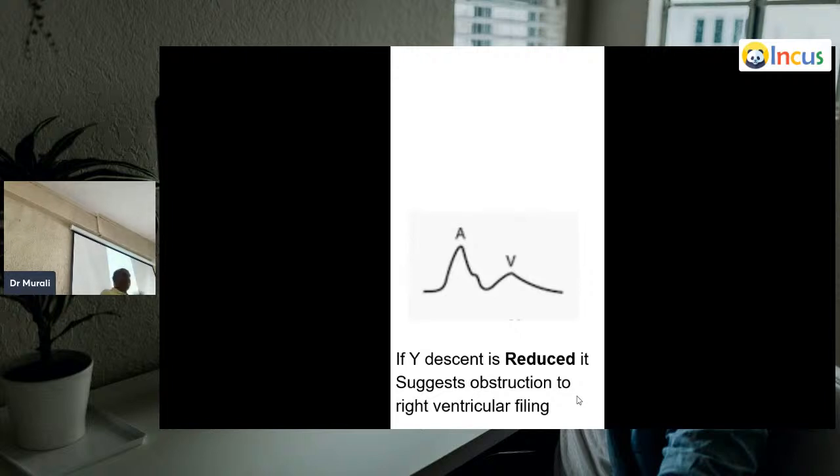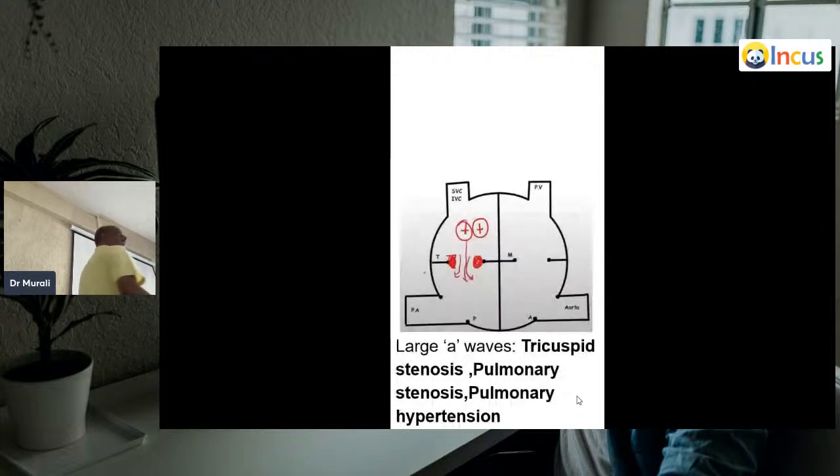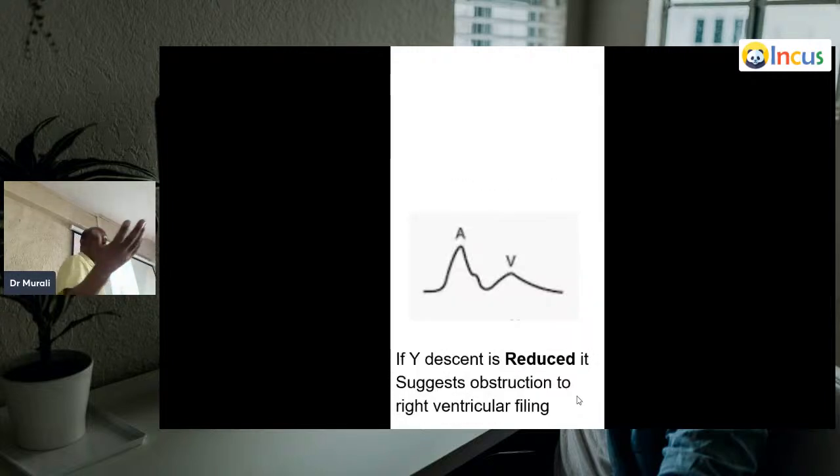Now, if the Y descent is reduced, what is it going to say? There is an obstruction at the right atrioventricular level, is what you need to understand. It can be because of the myxoma or it can be because of stenosis. Very good.